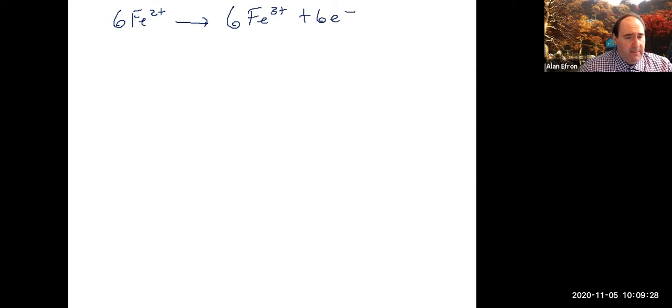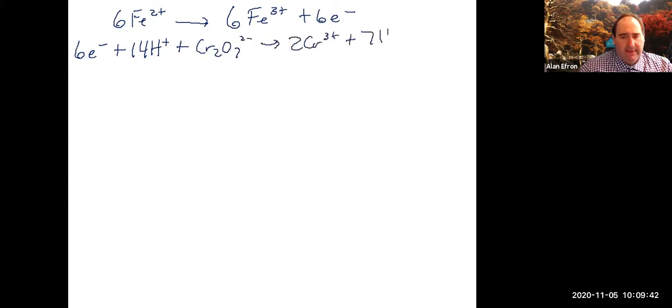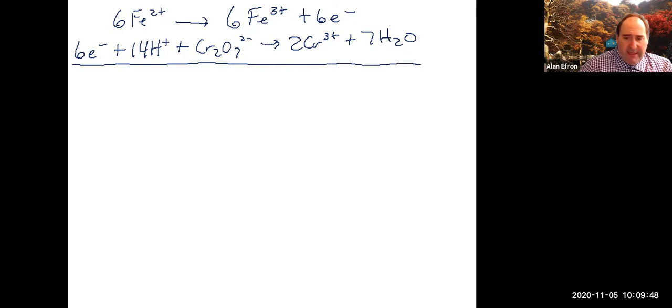And the bottom one, we really didn't do anything to, so 6 electrons plus 14 H pluses, plus dichromate here gives us 2 of those guys and 7 of these guys. So now that we have the electrons the same, we can add these back together.